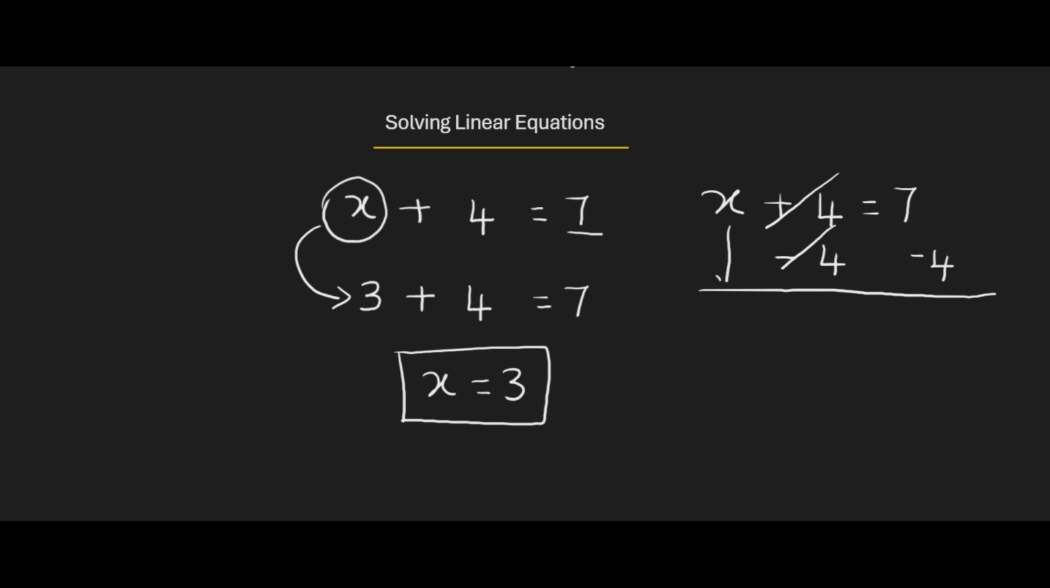Bring down the x, equals 7 minus 4, which is 3. X is equal to 3. So that's how we solve one-step linear equations.